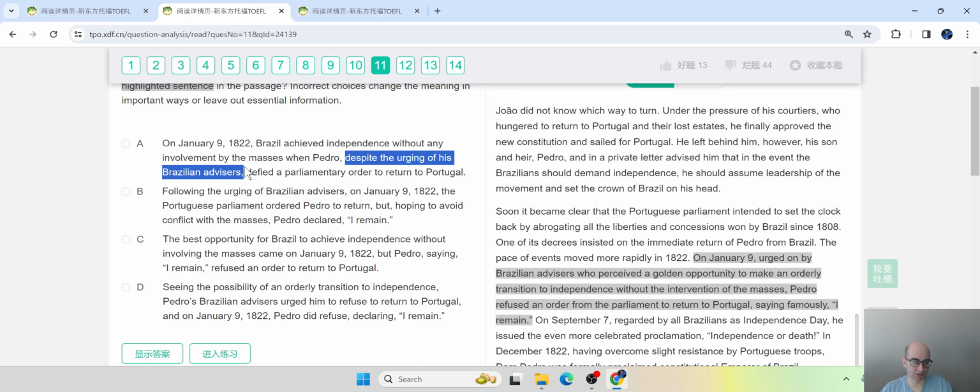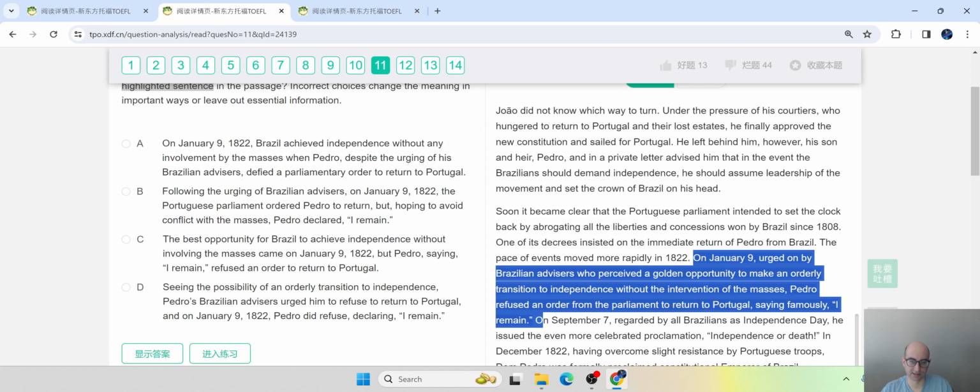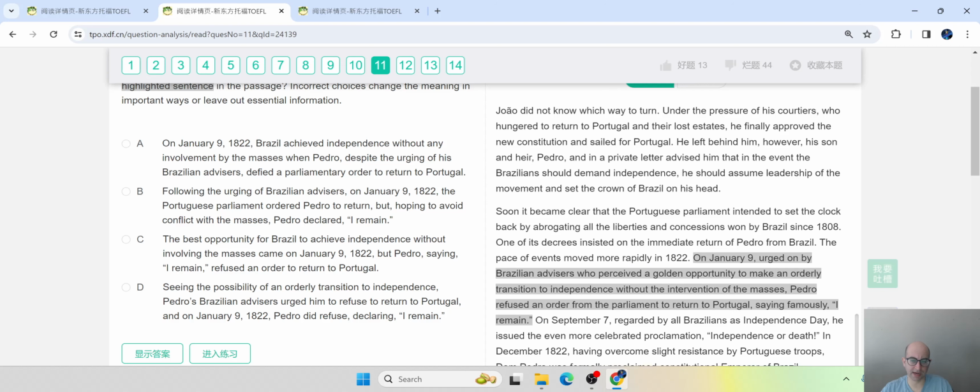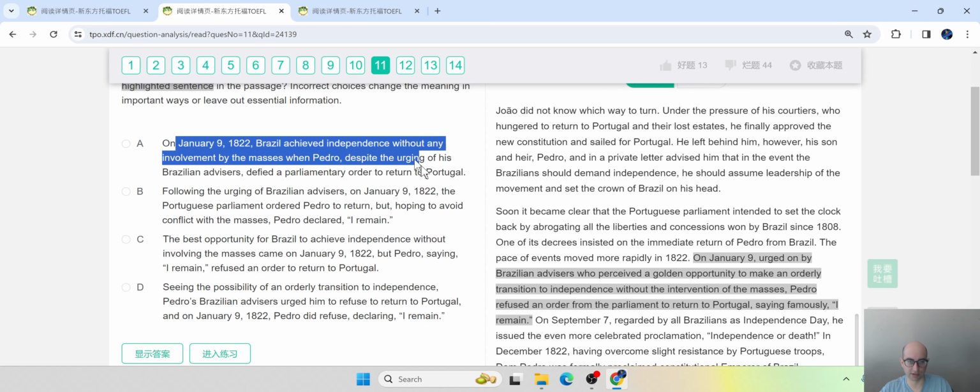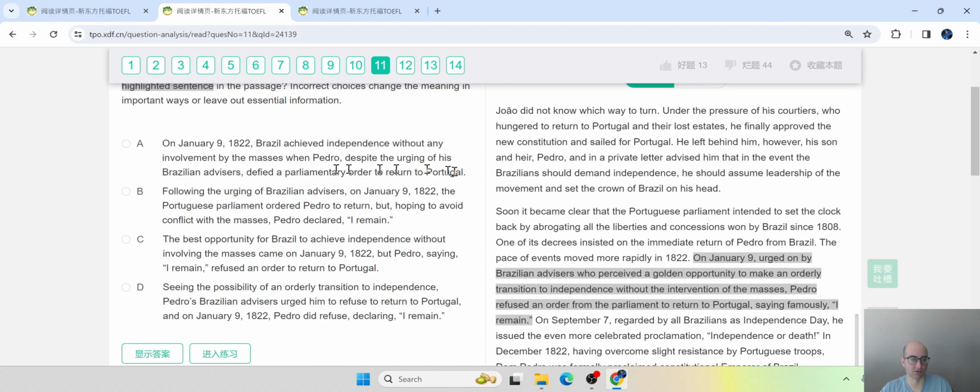This is contradictory to what was mentioned in the highlighted sentence, because he didn't do anything opposite to what his Brazilian advisors requested of him. So Pedro listened to them. He stayed in Brazil because his Brazilian advisors saw this golden opportunity for Brazilian independence. So if you have despite the urging here, that's a contradiction. So this is wrong. This is incorrect information. Almost sounds like the opposite too.